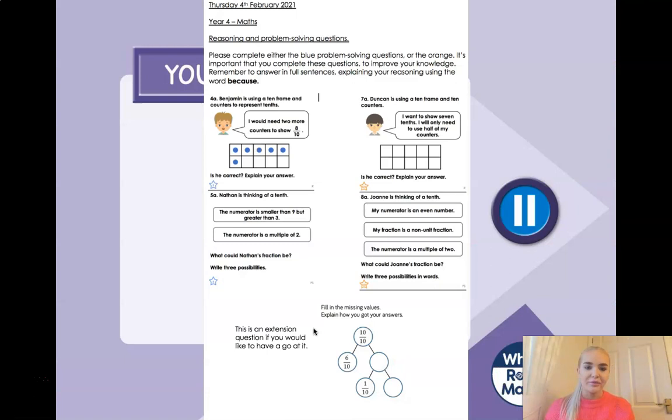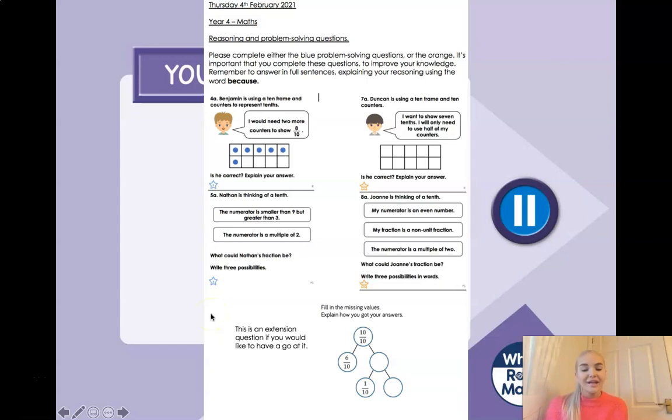Fantastic work, Year 4. Okay, as always, you have either the blue problem-solving questions to complete or the orange problem-solving questions to complete. Can you make sure that you do your workings out on a different sheet of paper, but you label them according to the question? Just because then that gives you more space to really explain your answer and show the possibilities, okay? Now there's an extension here if you would like to have a go at it. So it's filling in the different missing answers.